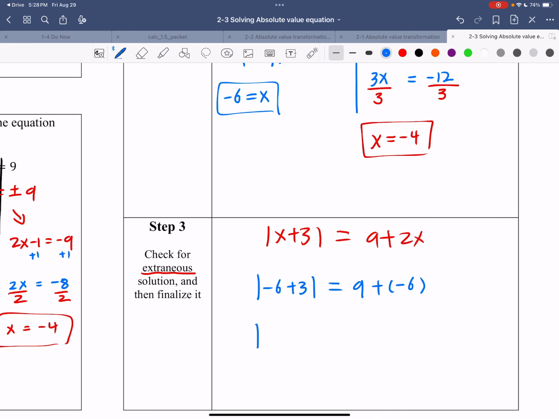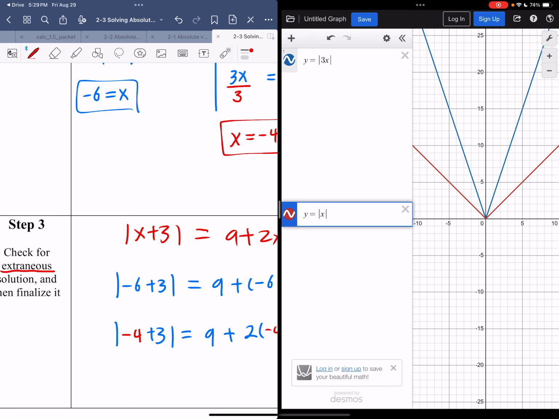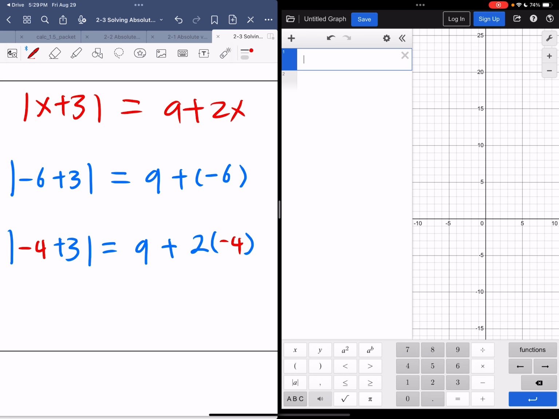The second one is, I'm going to plug in negative 4. So negative 4 plus 3. Now, you can do it by hand if you want to, or you can use Desmos. It's really up to you. If you use Desmos, this is what you do.